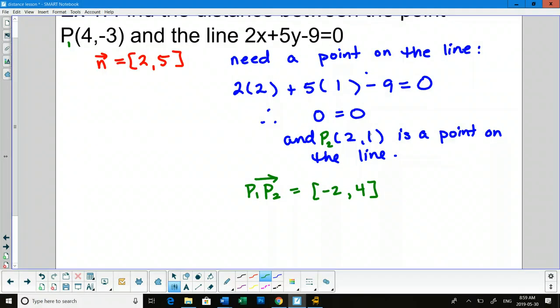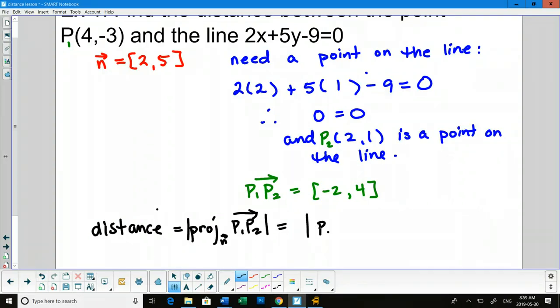Now I'm just going to plug it into that formula. We're going to do the projection of P1P2 onto the normal vector. Lauren? Where did -2, 4 come from? I'm doing 2 minus 4 and 1 minus -3 here, so P2 components minus P1 components. So we'll use our distance formula, and that's going to be the magnitude of the projection of P1P2 onto that normal vector.